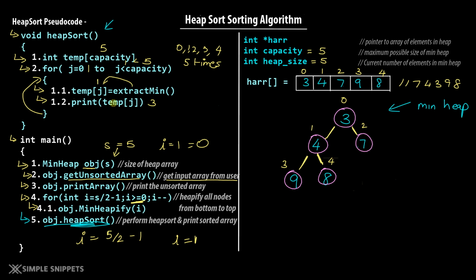So this is the entire heap sort. It is just a few steps, provided that you already have written the code for extract min as well as the heapification process, and the initial steps where you take the size of the array from the user and perform heapify.